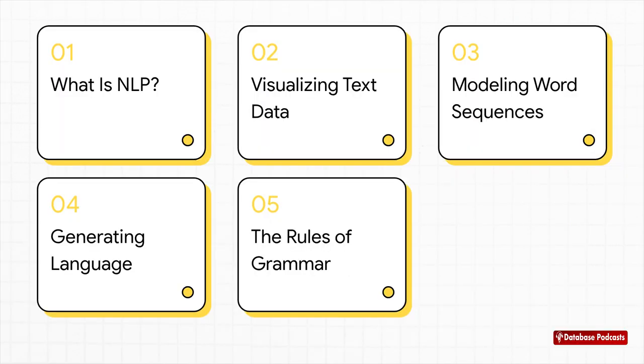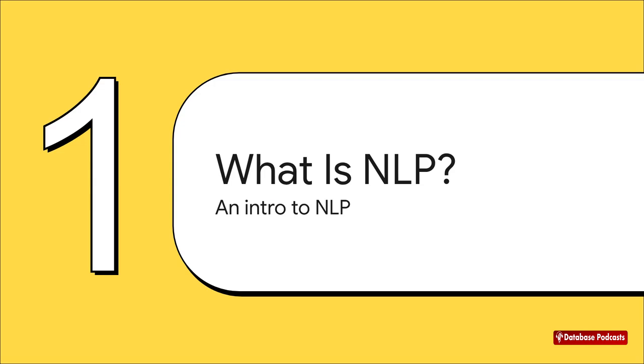So here's the plan. We'll kick things off with the basics of natural language processing. Then take a look at a common, but kind of flawed way to visualize text. From there, we'll build up our understanding from simple word pairs all the way to the formal rules of grammar. All right, so first things first, before we get into all the nitty-gritty details, let's just tackle the big, fundamental question at the heart of all this.